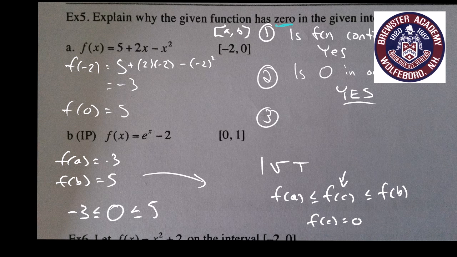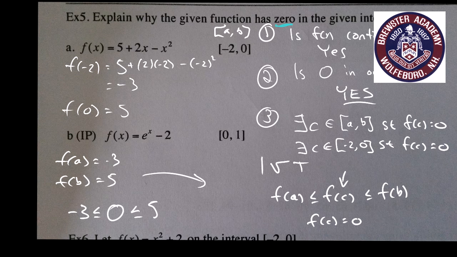So how do we write this? We say that there exists a c in our interval such that our f of c is equal to 0. So there exists a c in our interval from negative 2 to 0 such that f of c is equal to 0. And how did we find that out? We used the intermediate value theorem.